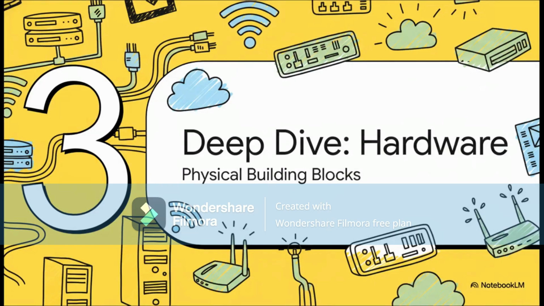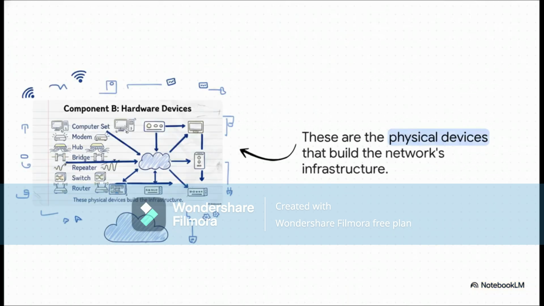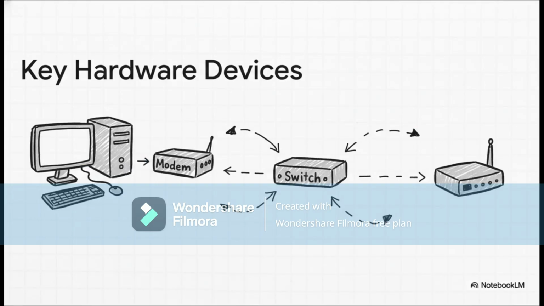So now that we've covered the brains, let's talk about the body, the physical building blocks of the network, the hardware. All of these different physical devices you see here, they all come together to build the network's infrastructure. And each one has a very specific and important job to do. You'll obviously recognize your computer and the modem. That's your gateway to the internet.